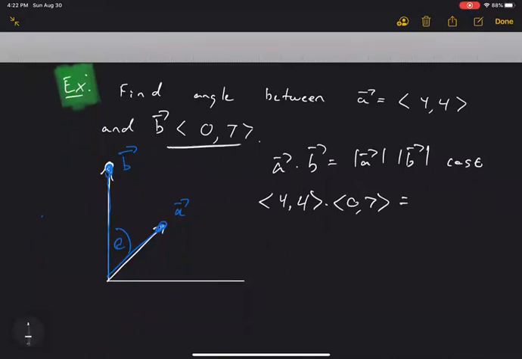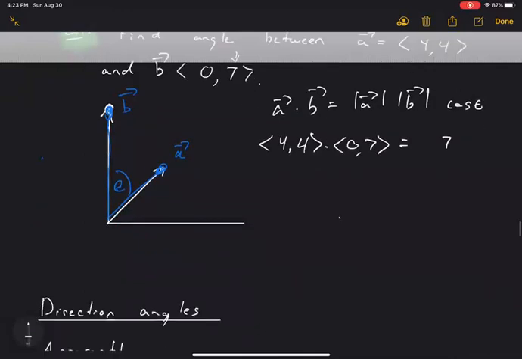Magnitude of B is really easy, right? When I have a vector that only has one component, the length of that vector is just that number. And you can try this: plug this vector into our distance formula or our magnitude expression, and we'll see that the length of the vector B is just 7. Boom. So this is equal to 7.